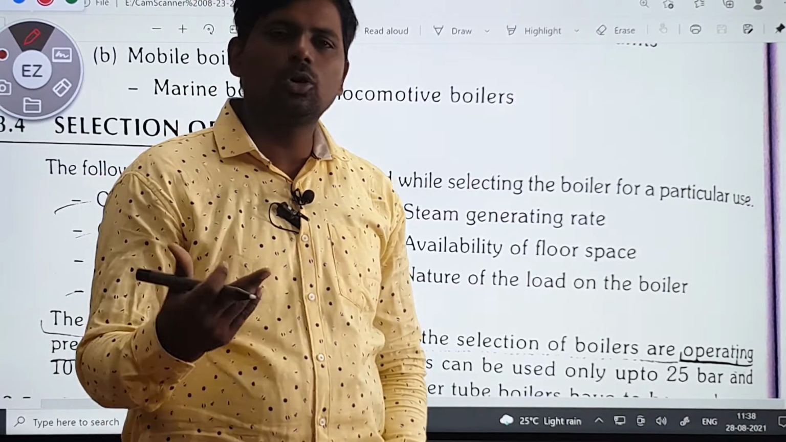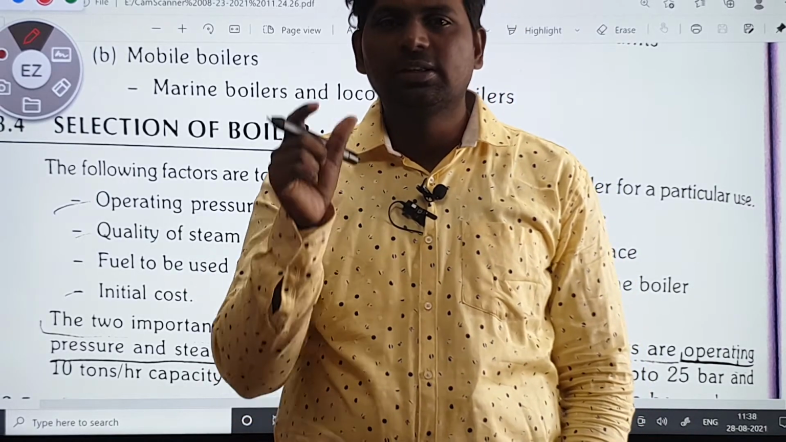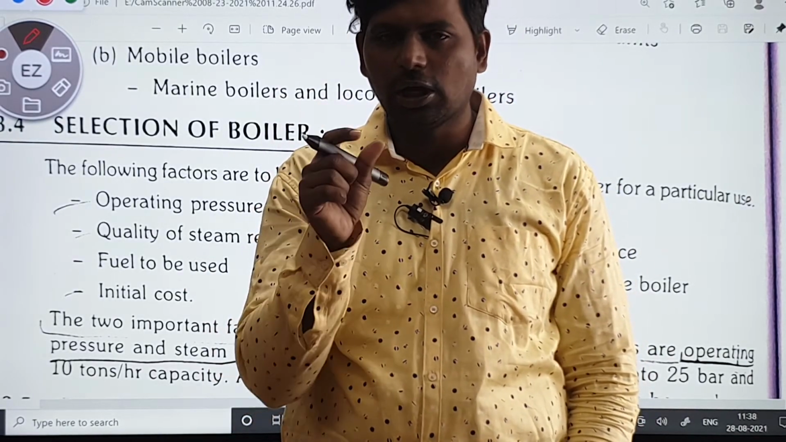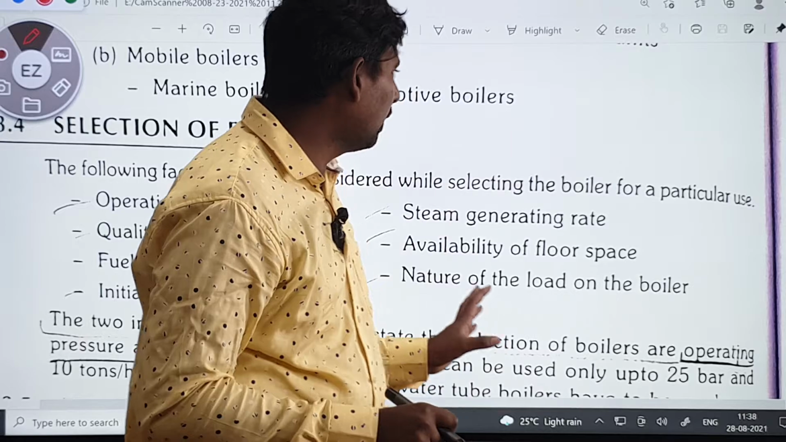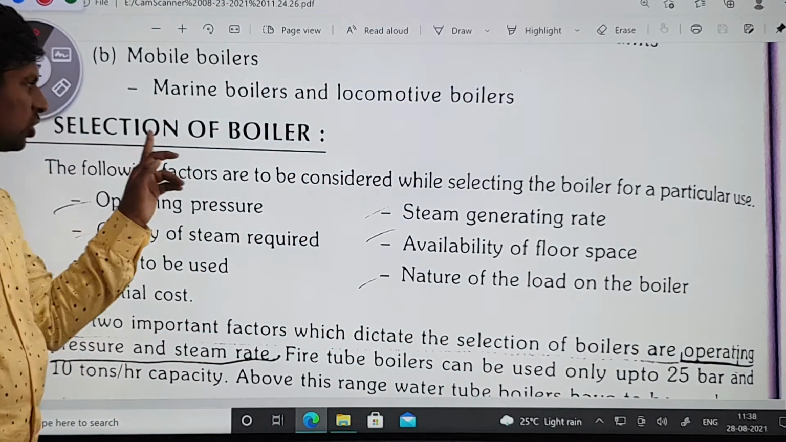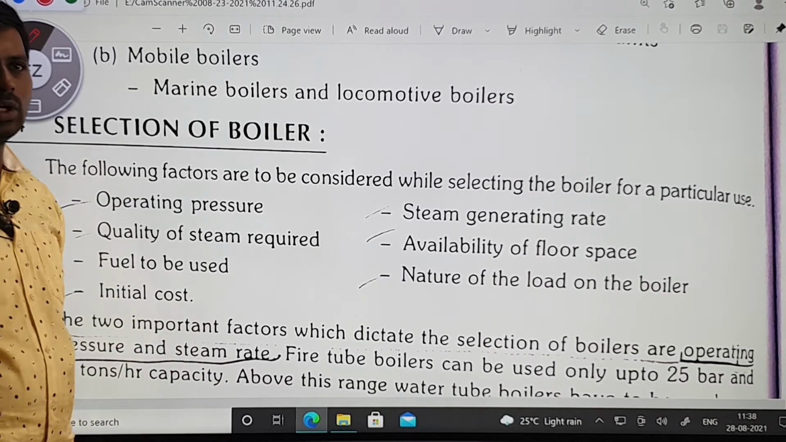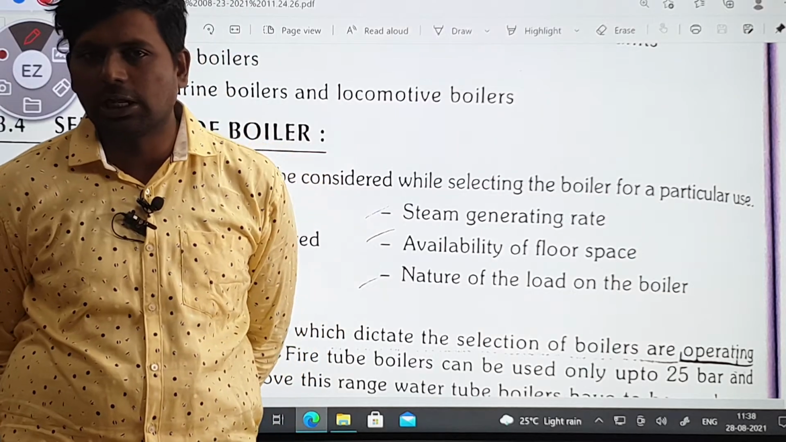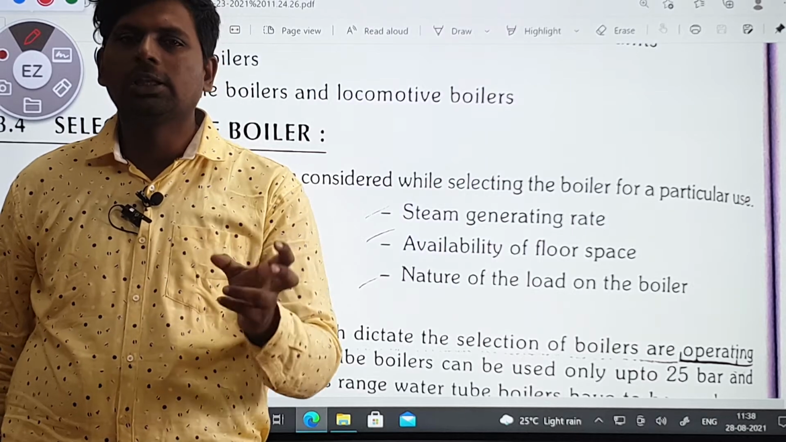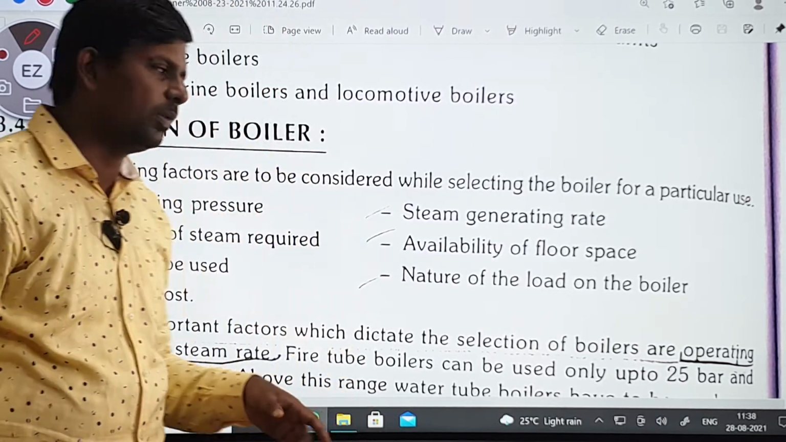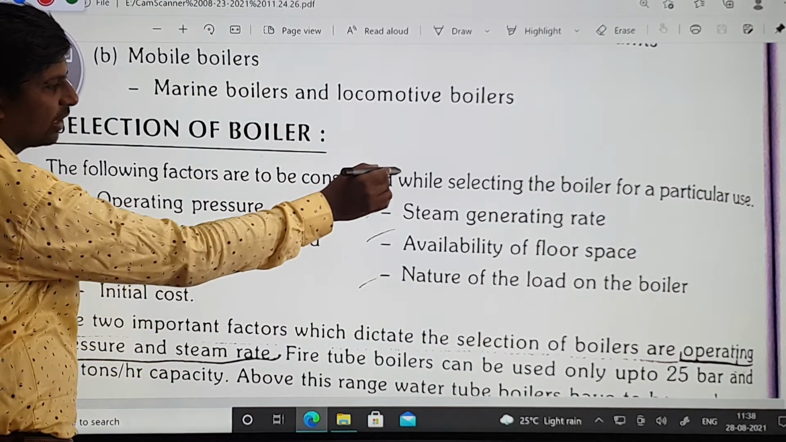So here, if you want to purchase any boiler, when you go to the boiler shop, you have to concentrate on certain parts. On what basis will you select a boiler? If you go to any shop, you can't directly ask, give me one boiler. You have to fix some parameters. If you tell the specification, then only you can get that boiler. So what are the specifications?